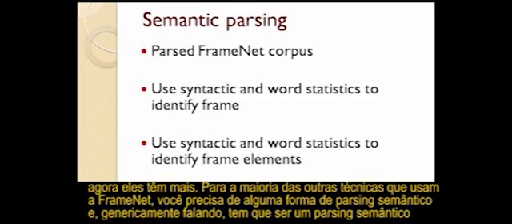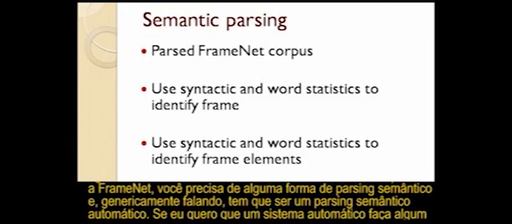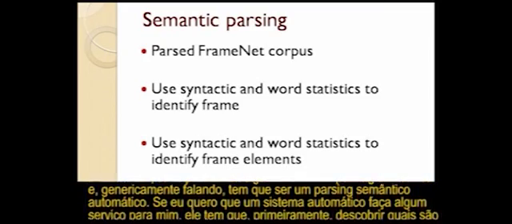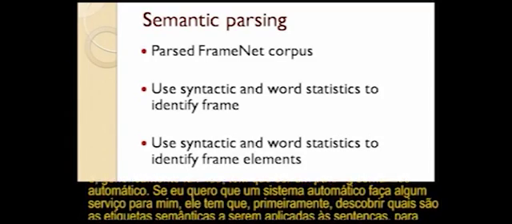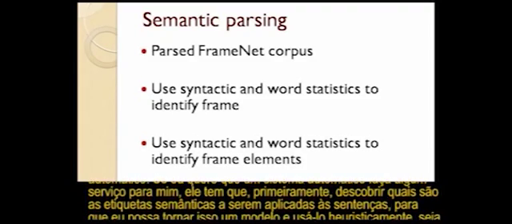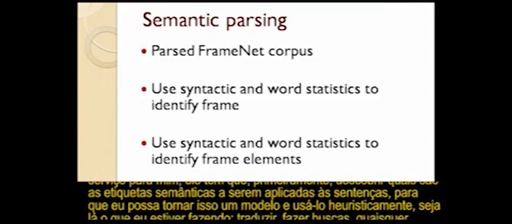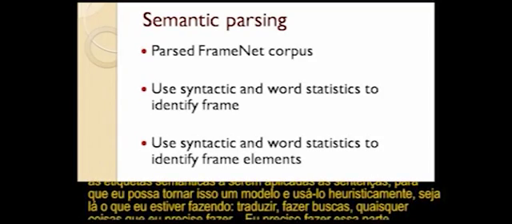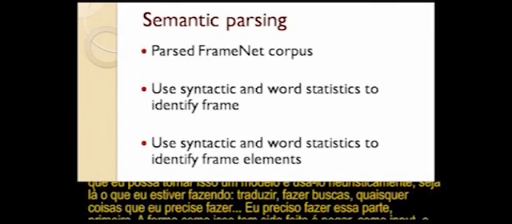For most other techniques that are going to use FrameNet, you need some form of semantic parsing. And generally speaking, it needs to be automatic semantic parsing, right? If I want a completely automated system that just does some job for me, it has to first figure out what are the semantic labels to apply to the sentence so that I can turn that into a model or use it heuristically or whatever it is I'm doing, to do translation, to do search, whatever it is I need to do, this part first.